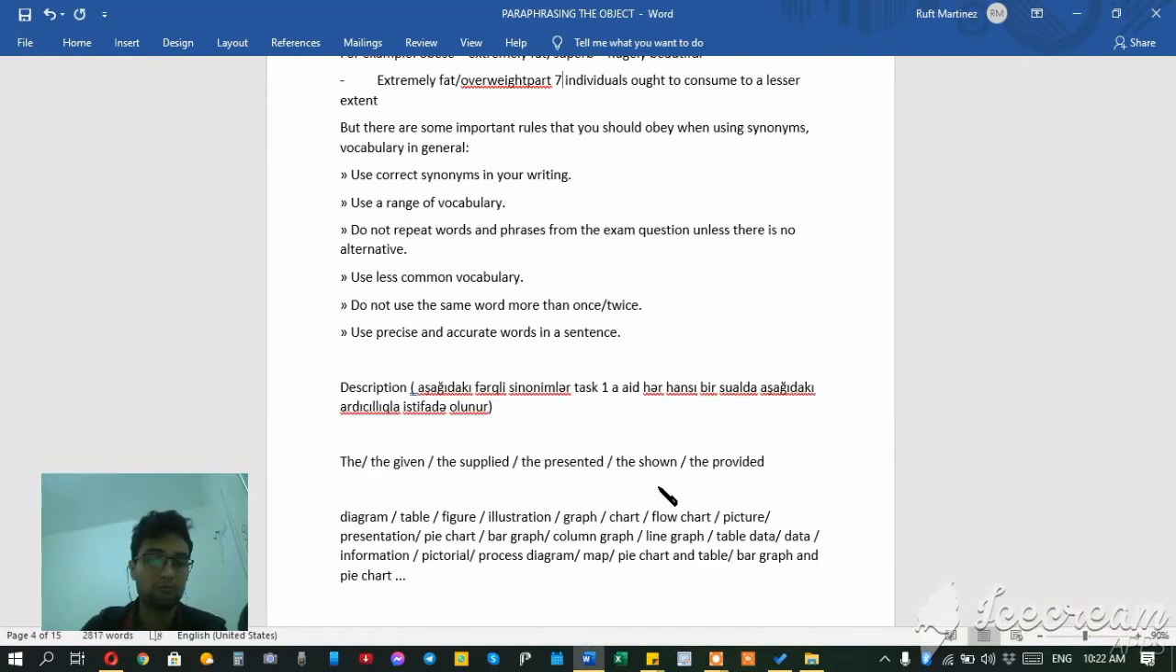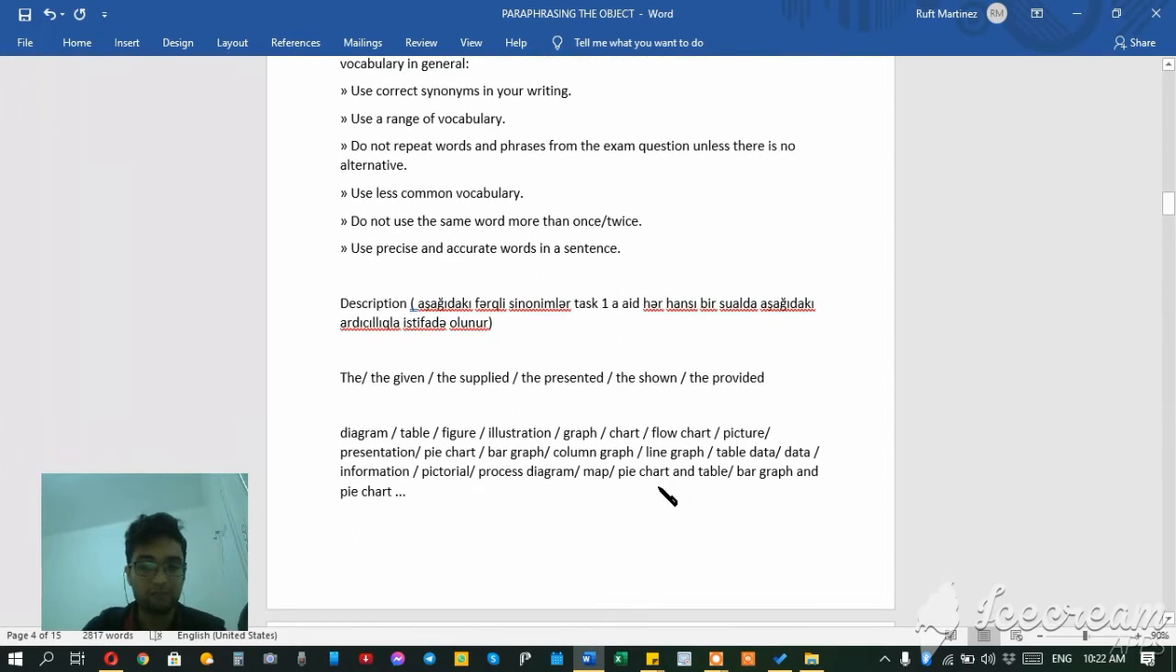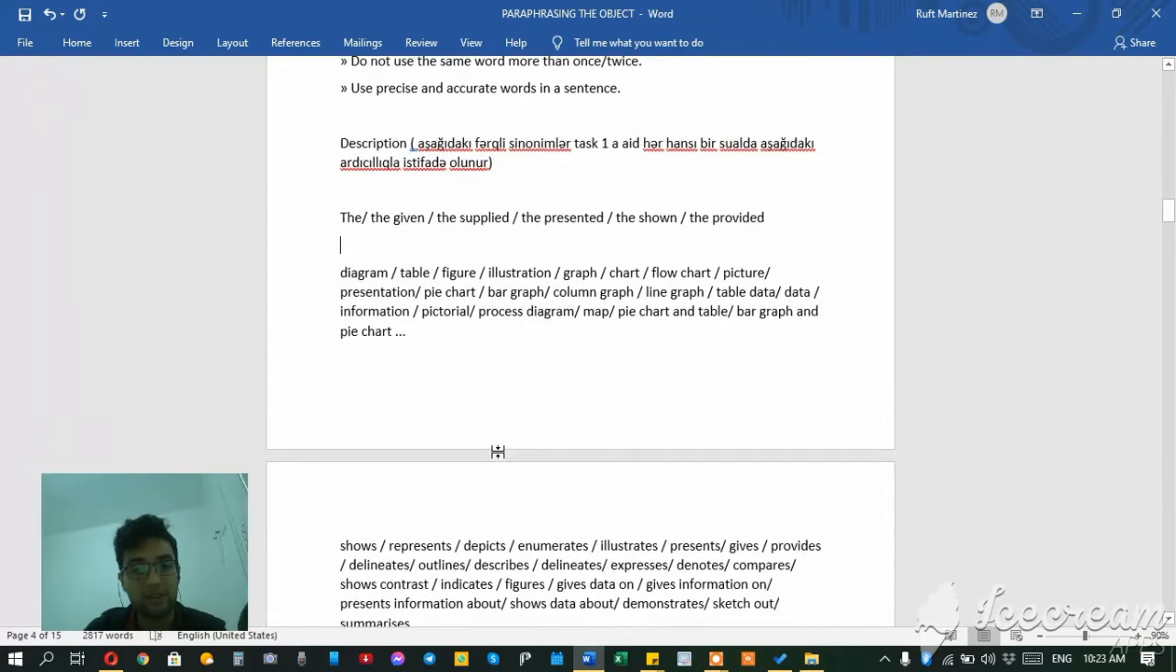but you can use it, in order to keep more words for that. You can use a presented illustration, a presented process diagram. From my point of view, don't use these things. Use only the name: the diagram shows, the table shows, the line graph shows, whatever it says in the question card, use that word for presentation.